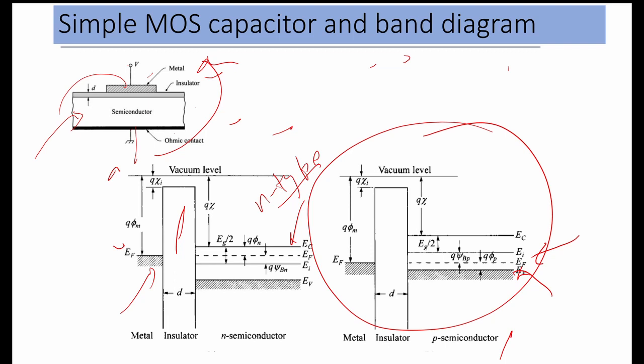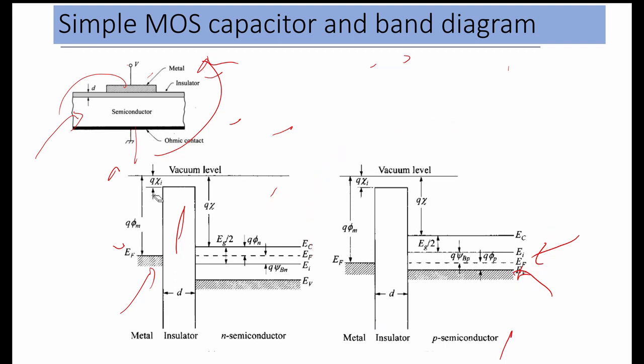Initially, the Fermi levels should match. Here, this is the work function of the metal, and this is the work function of the semiconductor.